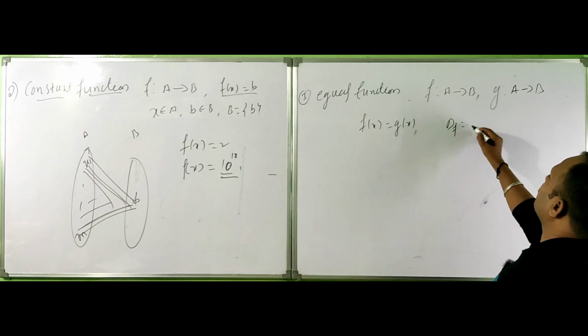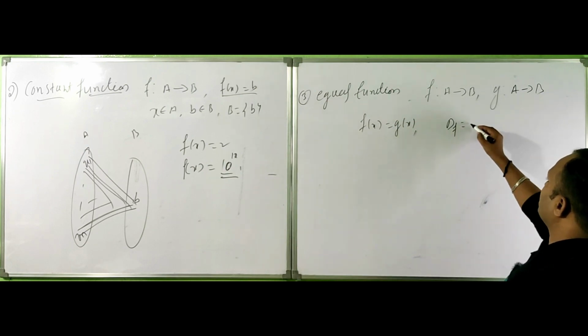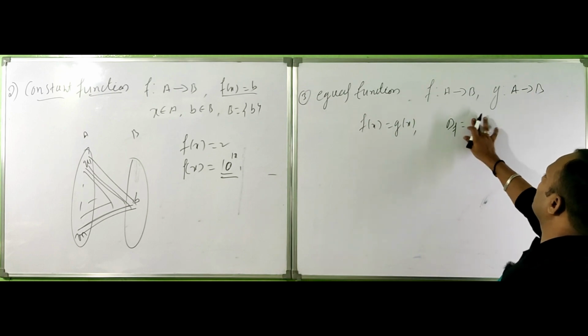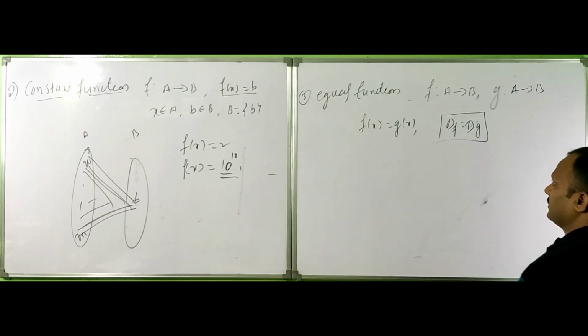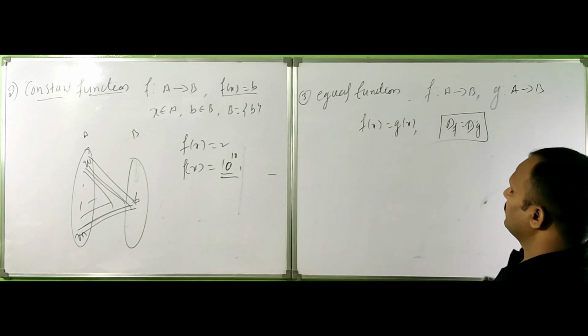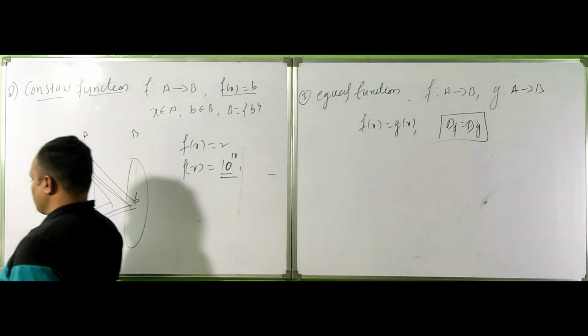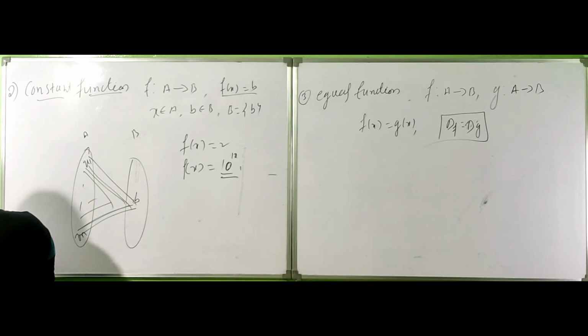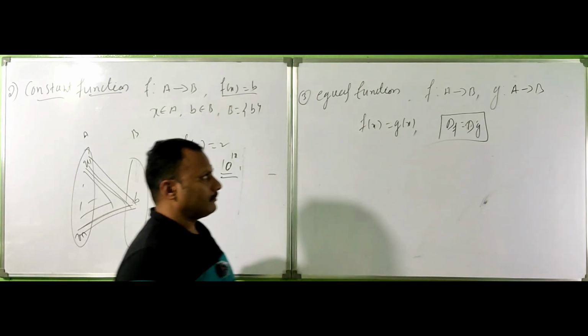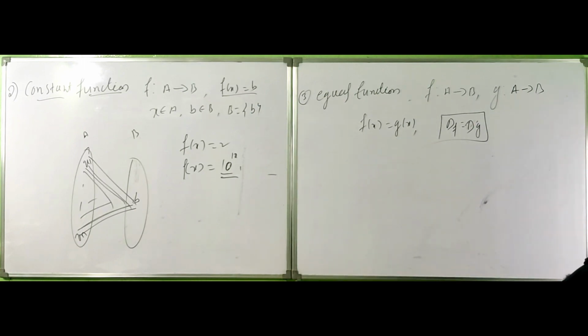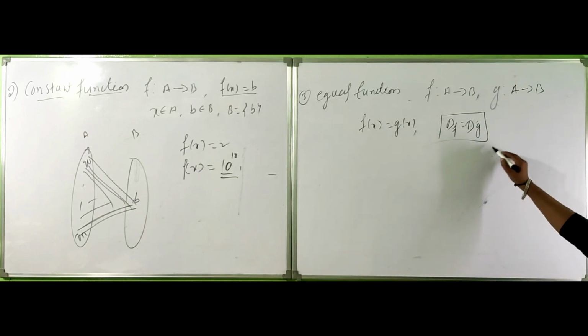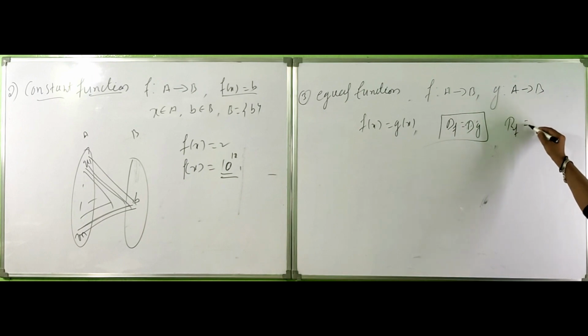Okay, domain of f is equal to domain of g. They have given a range. Equal function means f of x is equal to g of x. They give the same output, and range of f is equal to range of g.